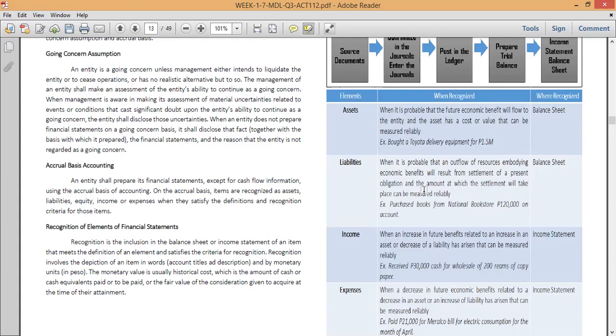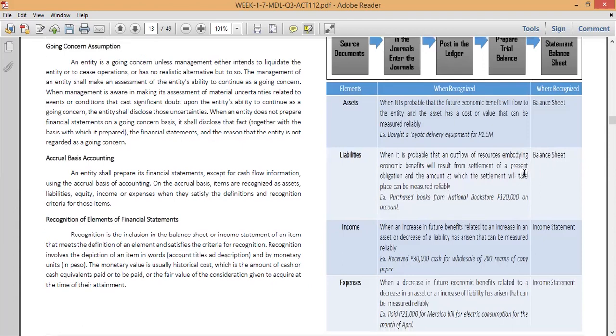Next is liabilities. When it is probable that an outflow of resources embodying economic benefits will result from settlement of a present obligation and the amount at which the settlement will take place can be measured reliably. Example, purchase books from National Bookstore, 120,000 on account. Nag-purchase po kayo ng libro sa National Bookstore, galing yung credit card ninyo. So, automatic obligation yun, 'di ba? Utang yon, so liabilities. Saan po natin siya ire-report? Sa balance sheet din, 'di ba? Aware naman tayo na ang composition ng balance sheet is the assets, liabilities, and equity. Tama po ba?